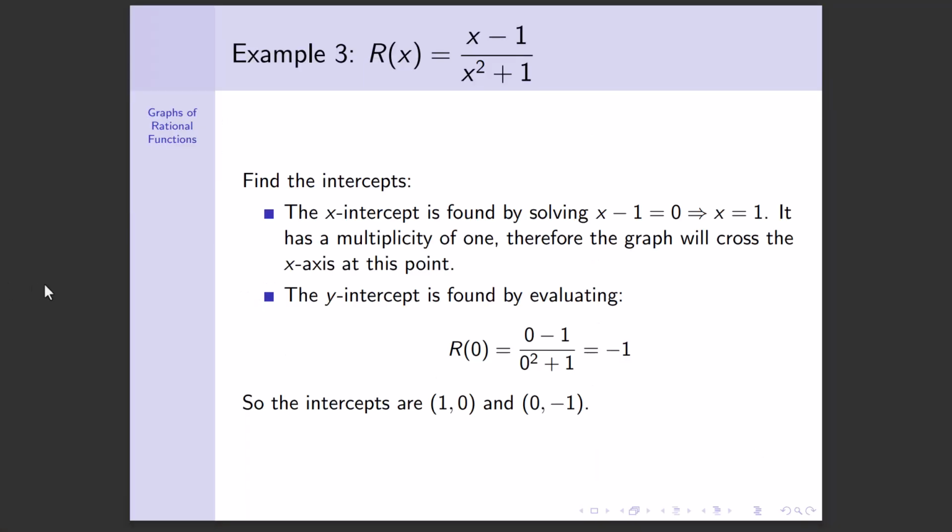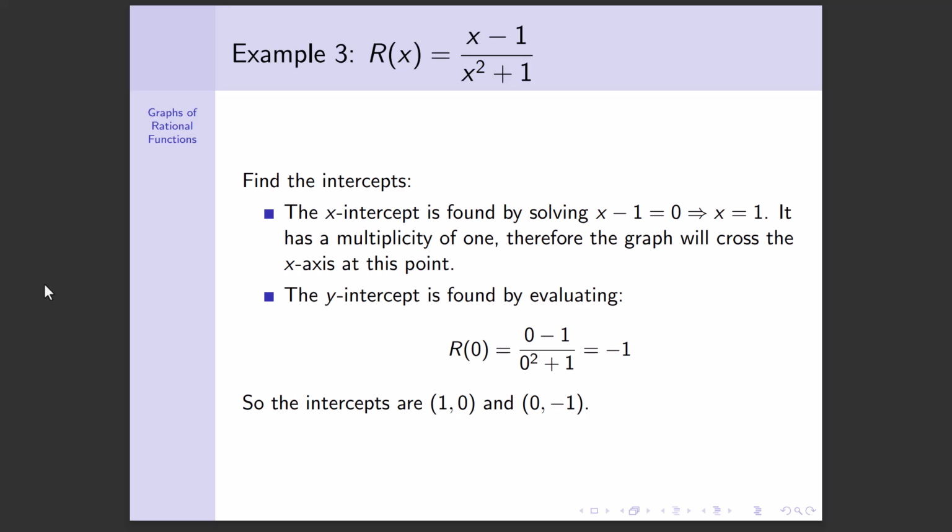Now we're going to find the intercepts of this rational function. The x-intercept is found by solving x minus 1 equals 0. That's the numerator. So we find that x equals 1 is going to be the location of the x-intercept. But we also know that this root has a multiplicity of 1. Therefore, the graph is going to cross the x-axis at this point, (1, 0).